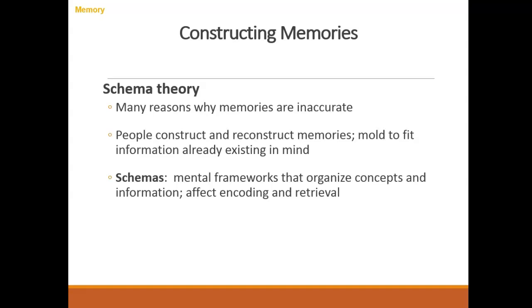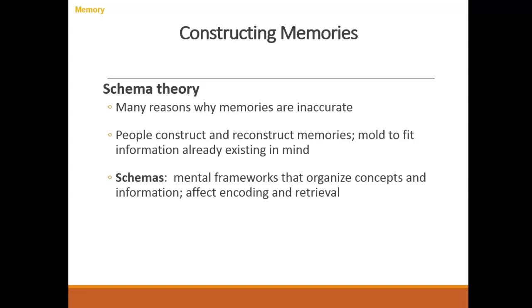One of the reasons why memory is both great and not so great is because we construct memories. Again, they're not like photographs or files on a computer. We reconstruct memories. We have bits and pieces that we actually remember, and then we use schemas to fill in the gaps in our memories with assumptions based on what we know about these things. So it's one of the reasons why memories are inaccurate. People construct and reconstruct memories, and we often mold our memories to fit information that already exists in our mind. So we can actually have pretty incomplete memories of a lot of things.